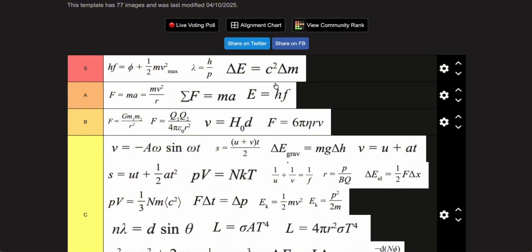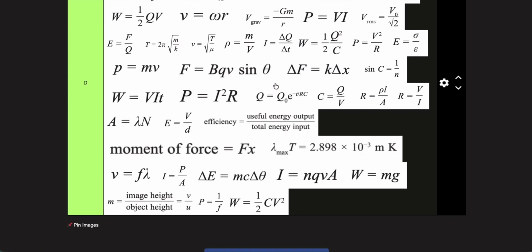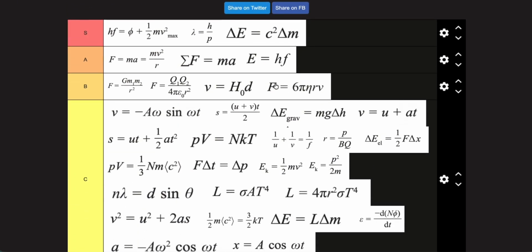And then h over p is de Broglie. We have many of Newton's equations in tiers A and B, I guess. But most of the equations go in tier S and tier D. And this is the video. I don't know if this is kind of interesting, but I don't know.